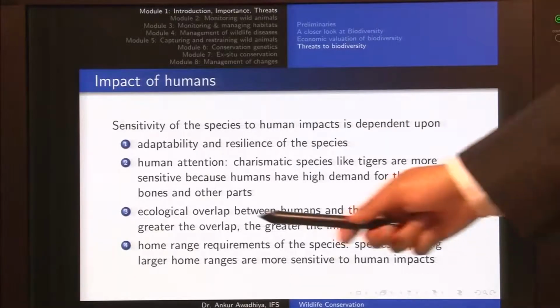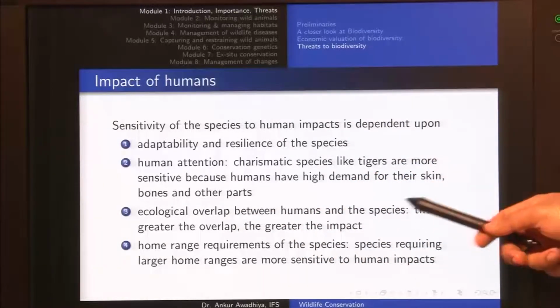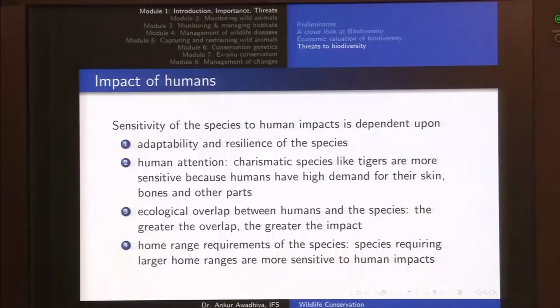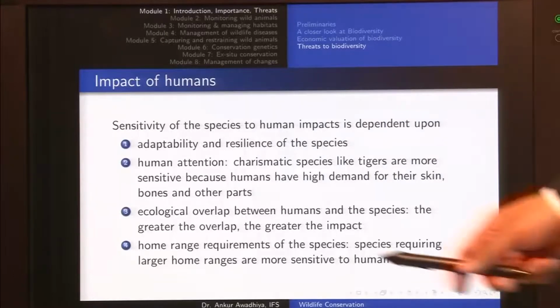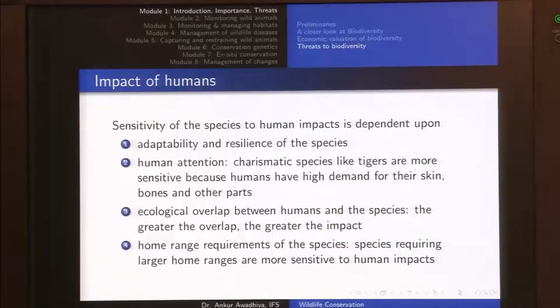Next is the ecological overlap between humans and the species. The greater the overlap, the higher the impact. Now, here we are talking about the ecological overlap. So, let us consider some species that are found, say, in the polar regions. Because there are very few human beings that live in the polar regions, there is very little amount of ecological overlap. So, those species, for instance, would be safer from the impacts of human beings as compared to species that lived in, say, plain areas of India.